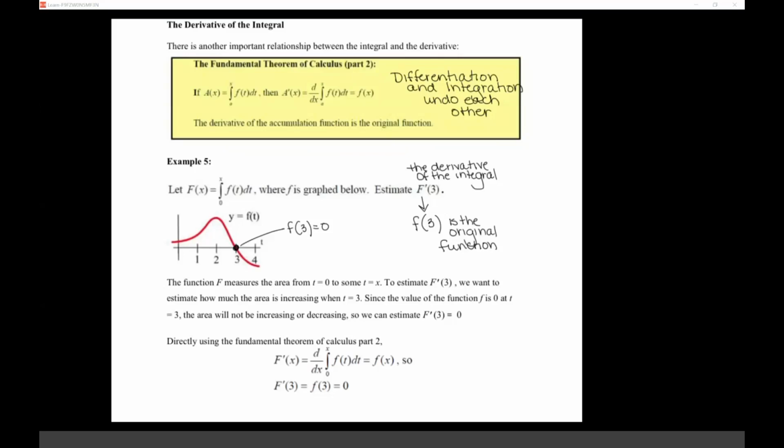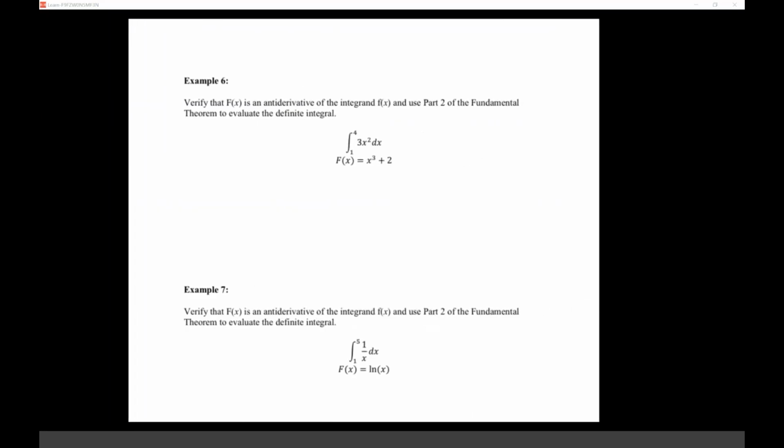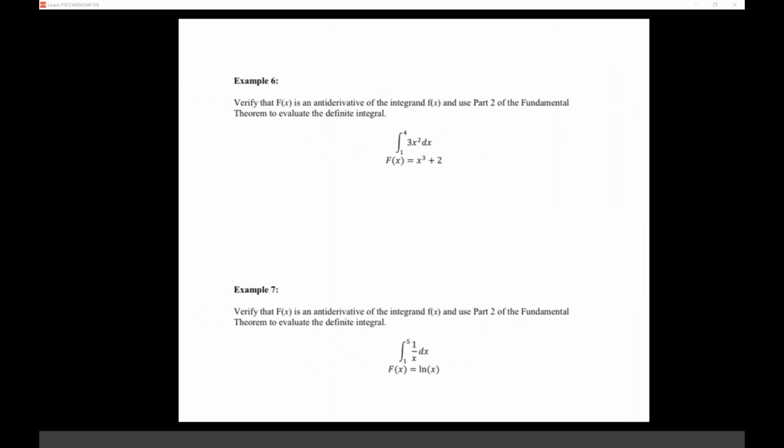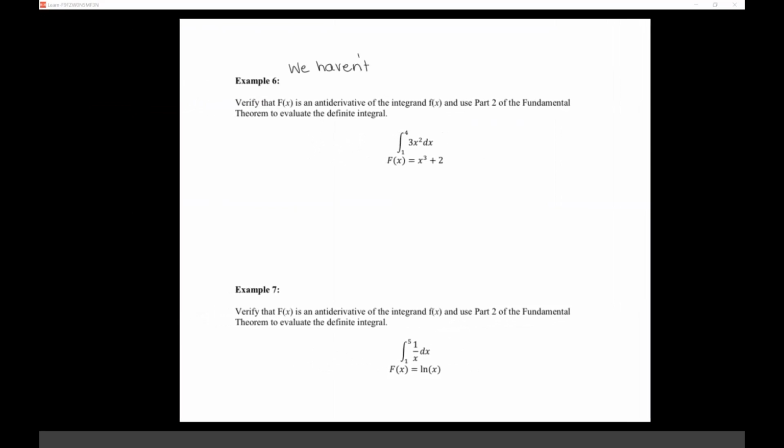Okay. All righty. Let's try 2 more examples. All right. These are verified because, again, we haven't done any rules yet. Okay, so we haven't gotten antiderivative rules.